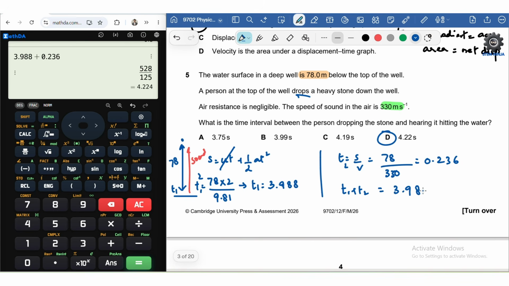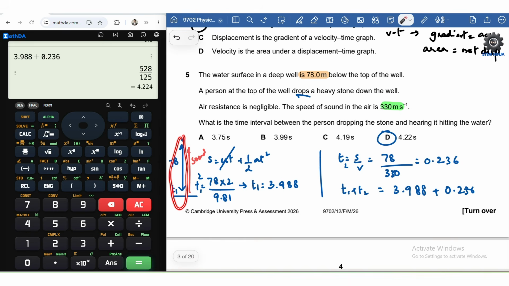Okay, so first we need the time it takes to actually hit the water, and then the time it takes for the sound to reach the person again. So both will be calculated separately.